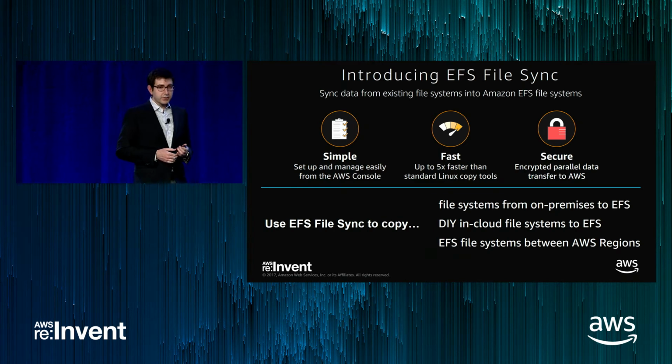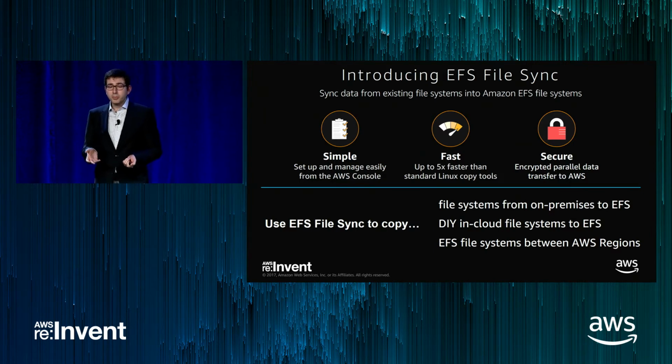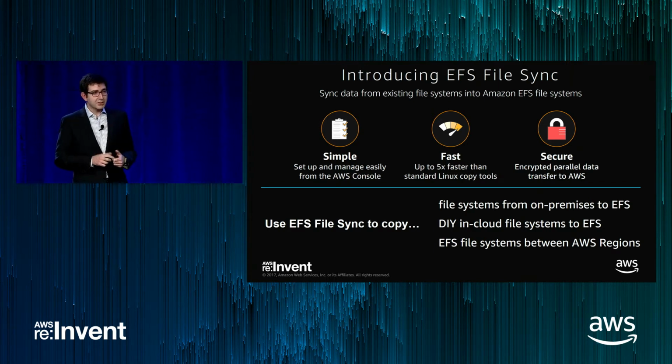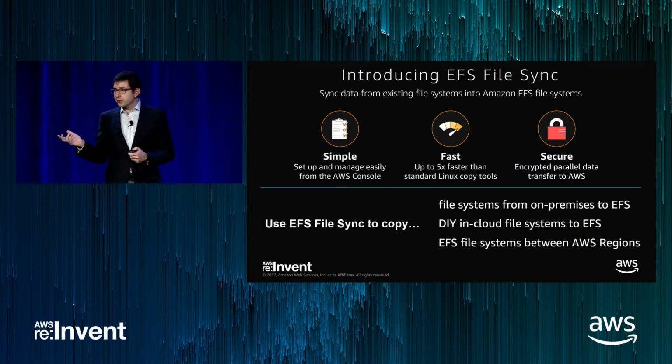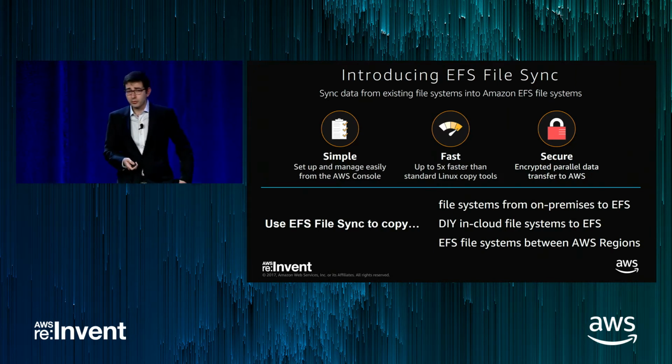And what we announced last week that I alluded to earlier was a feature called EFS File Sync. And what EFS File Sync allows you to do is to easily and quickly move data to your EFS file systems from existing on-prem or on-cloud file systems. And it does it around 5 times faster than traditional Linux copy tools. And it does it in a highly secure way, and it does it fast, and it's super simple. So Daryl's going to talk about it a little later in this presentation, give some more details, and actually do a walkthrough of that.